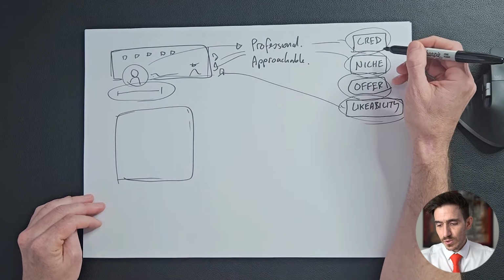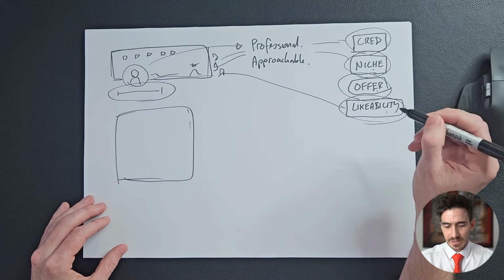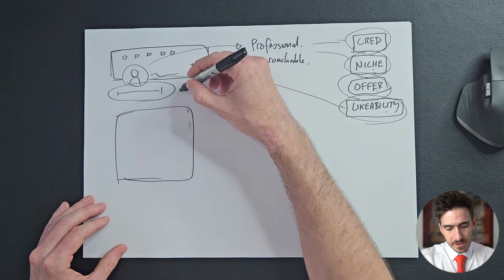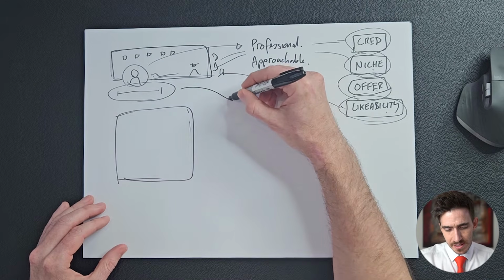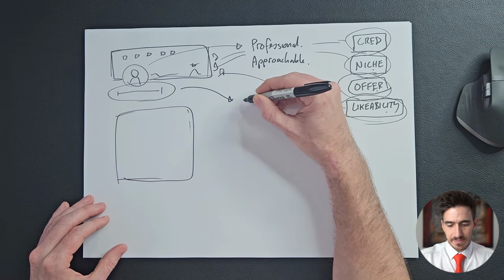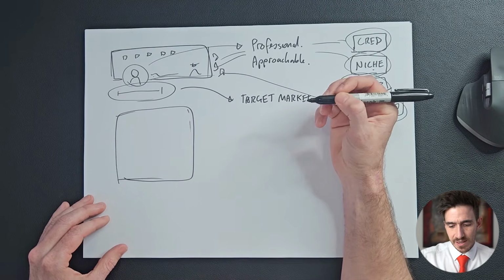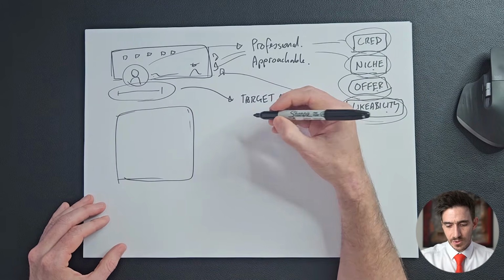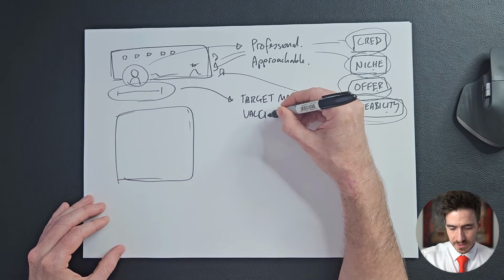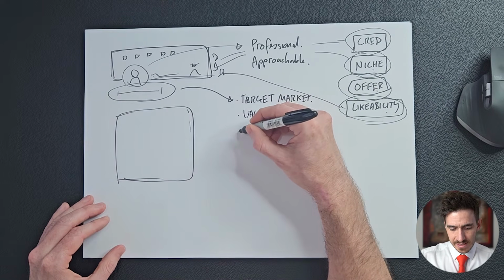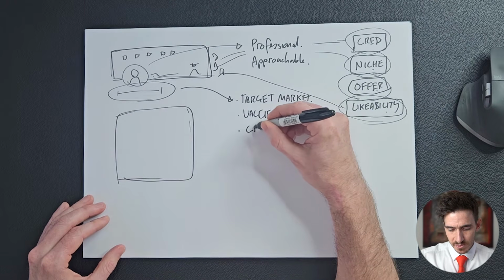Think, once again, we talked about credibility, niche, offer, likability. What can you put in here? Now, a really good structure here is to identify your target market, call them out, and identify what is the problem you solve or the value you provide. And if you can fit it in, any credibility to support that as well.